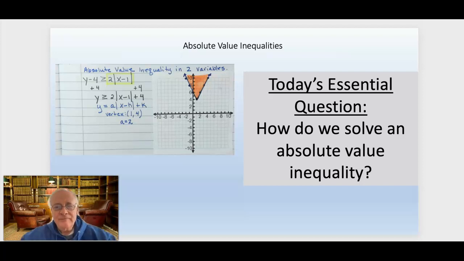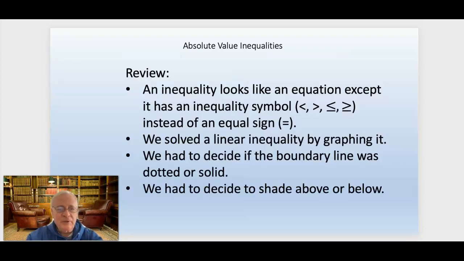The essential question: how do we solve an absolute value inequality? Guys, just a review. An inequality looks just like an equation, except instead of an equal sign, it's got one of those greater than, less than signs, an inequality symbol. We solved a linear inequality by graphing it. All the points in the shaded area, any of those points, made the inequality true. It acted as a solution.